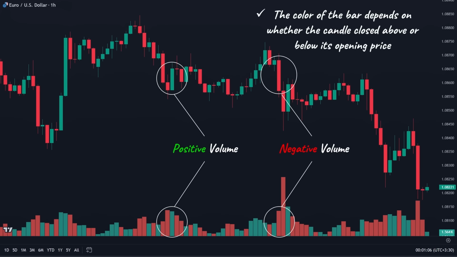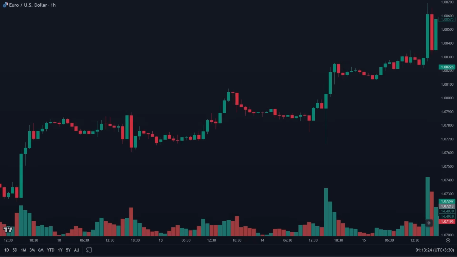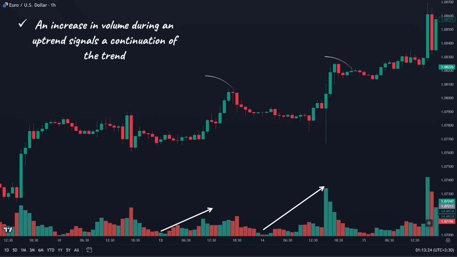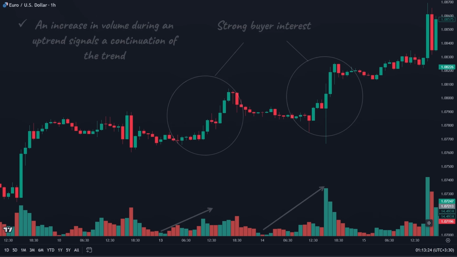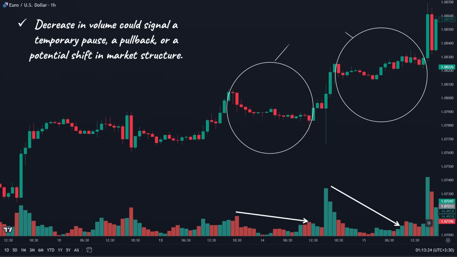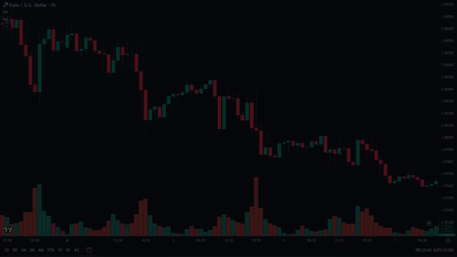The color of the bar depends on whether the candle closed above or below its opening price. An increase in volume during an uptrend signals a continuation of the trend, indicating strong buyer interest. Conversely, a decrease in volume during an uptrend suggests waning buyer interest and could signal a temporary pause, a pullback, or a potential shift in market structure.